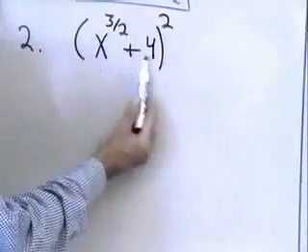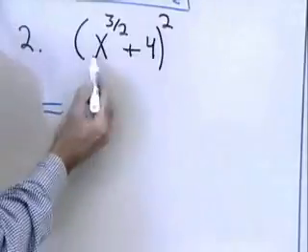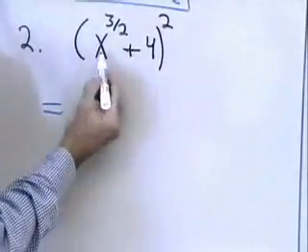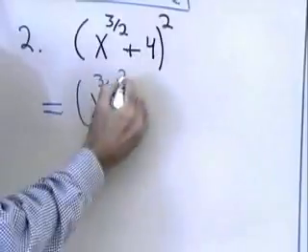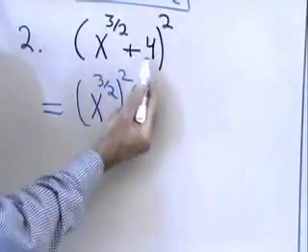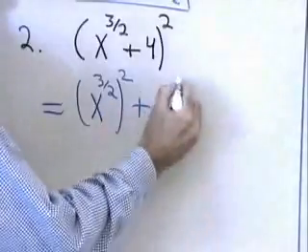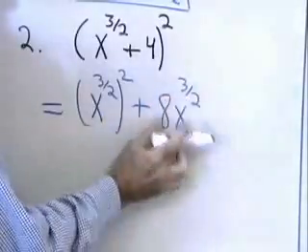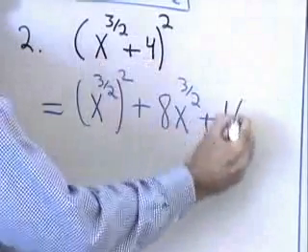x to the 3/2 plus 4, that quantity to the second power. So I'm going to treat this the same way I would treat a binomial. I'm going to square the first term, x to the 3/2 squared. Add to that twice the product of the two terms. 2 times 4 is 8, x to the 3/2. That's twice the product of these two terms, plus the last term squared, which will be 16.